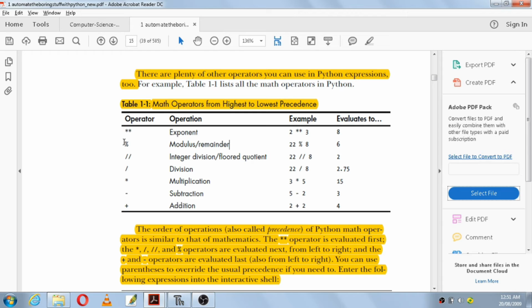Then we use the percentage sign. Percentage is used for modulus, or for remainder. That means after division, what will be the remainder. So 22 divided by 8: 8 2s are 16 and the remainder will be 6. So it will give the remainder here. Which one? Percentage. We usually call it modulus, or remainder.